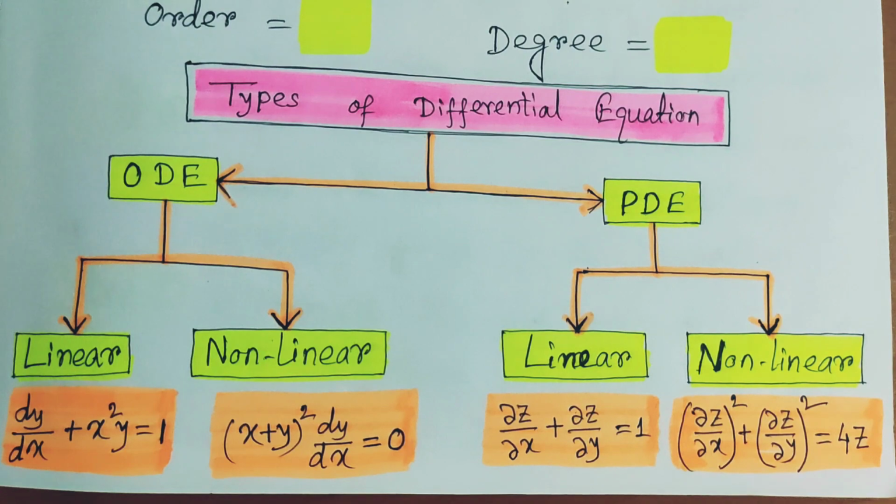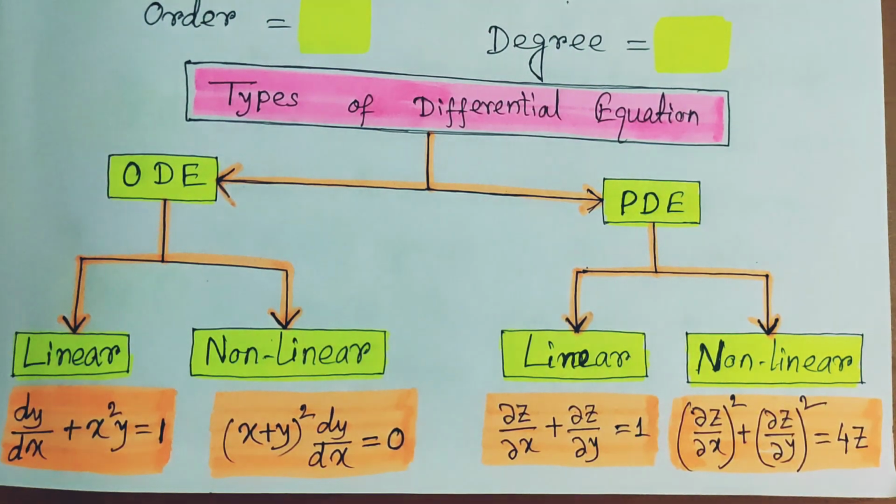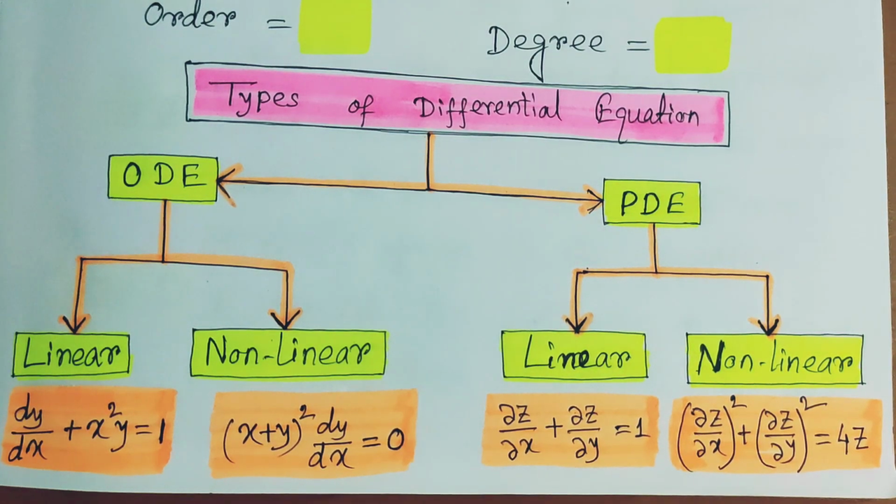These differential equations again have two types: the linear differential equation and the non-linear differential equation. Now, what are linear and non-linear differential equations? A differential equation is linear if the dependent variable and its derivatives appear to the first degree only. If not, then it is a non-linear differential equation.